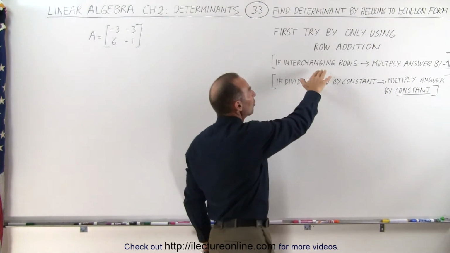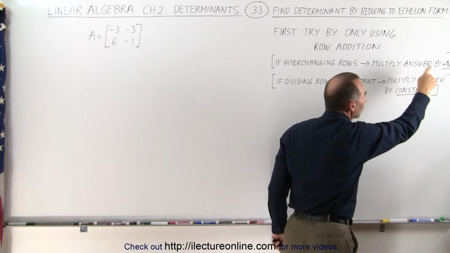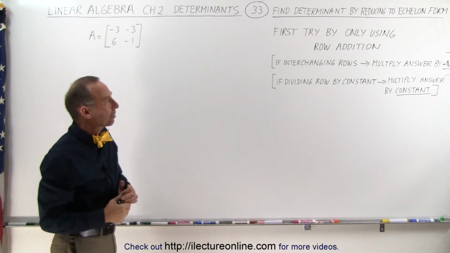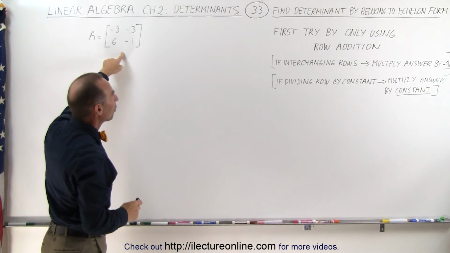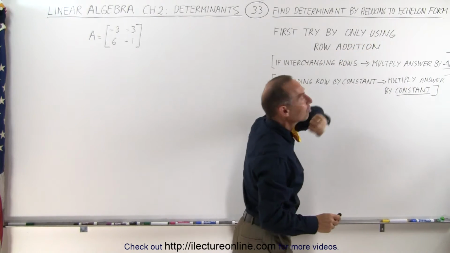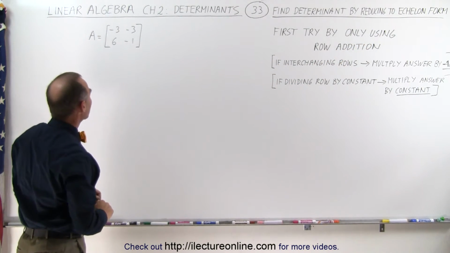But if you interchange rows or you divide or multiply a row by a constant, you'll have to do something to the answer in order to get the correct value, and we'll show you that in the next video. But here what we're going to do first is take this 2 by 2 matrix, reduce it only by using row addition to the echelon form, and then you'll see how we can find the determinant of that matrix.